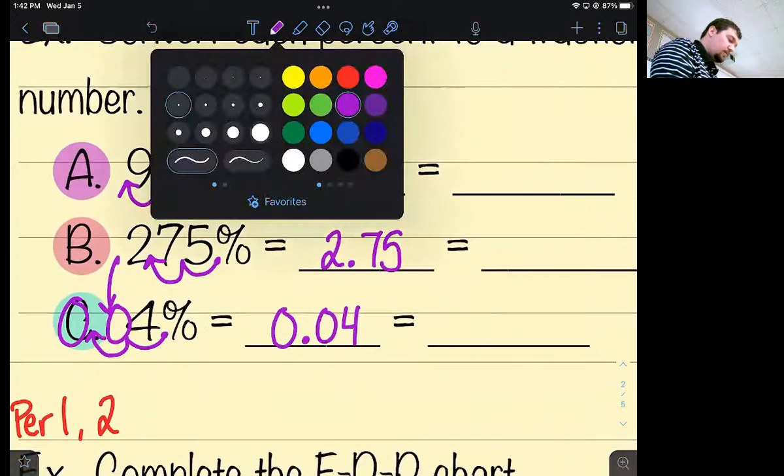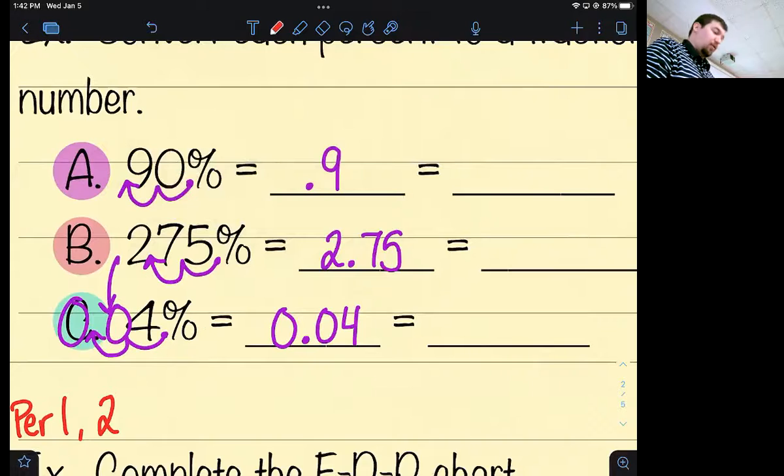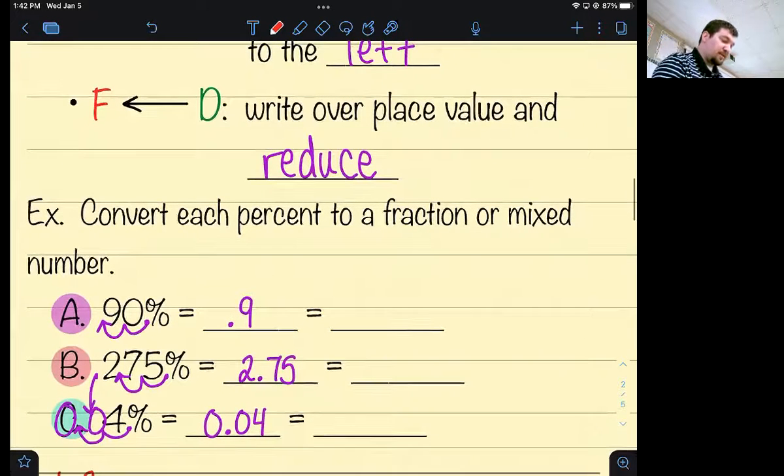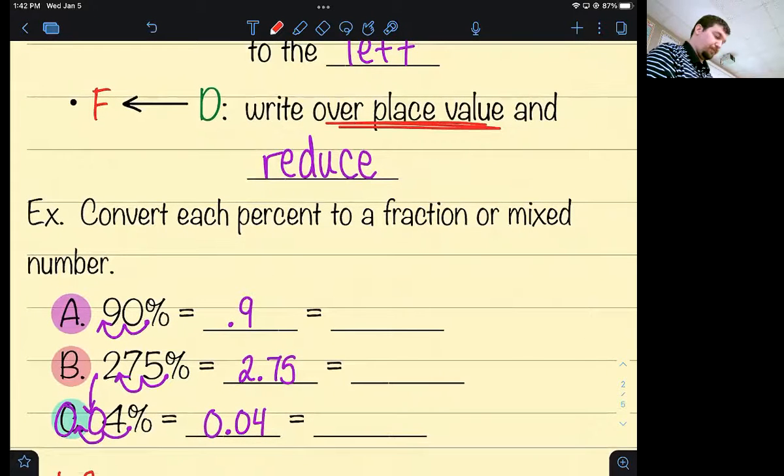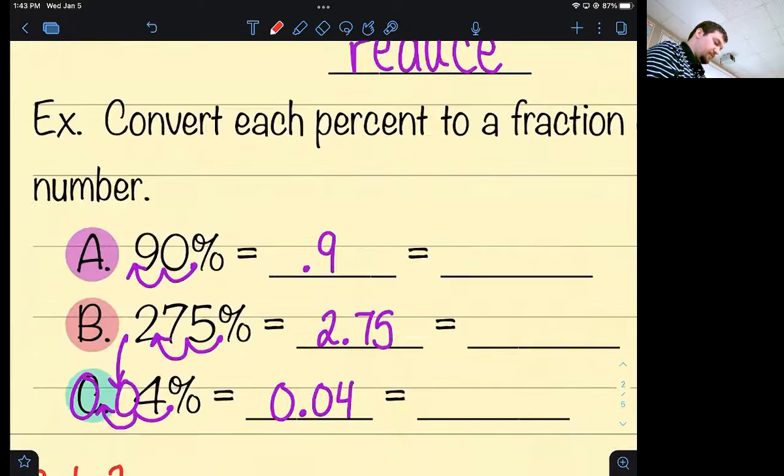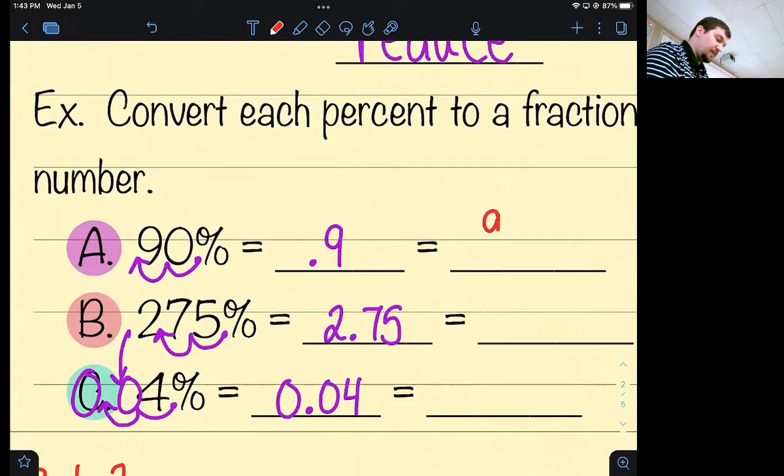Now I'm going to take my decimal and write it over its place value. What place value, Riley, is the 9 sitting in? That's right. So I write 9 over 10. 1 decimal place, 1 zero. 2 decimal places, hundredths column, 2 zeros. 3 decimal places, 3 zeros. That's not a coincidence. That's how it works.